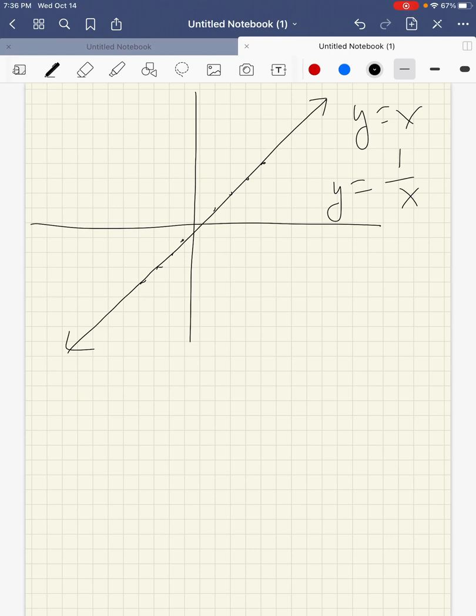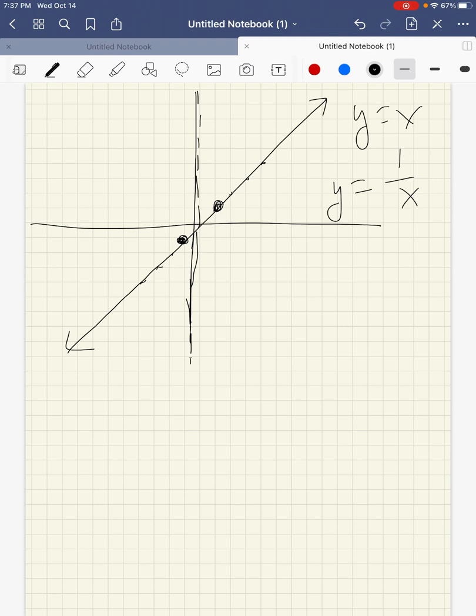This is supposed to go through 0, 0. Sorry about that. So this becomes a dotted line. That's an asymptote. And remember, where the graph was 1, it's going to stay there. And where the graph is -1, it's going to stay there, because the reciprocal of 1 is 1, and the reciprocal of -1 is -1.